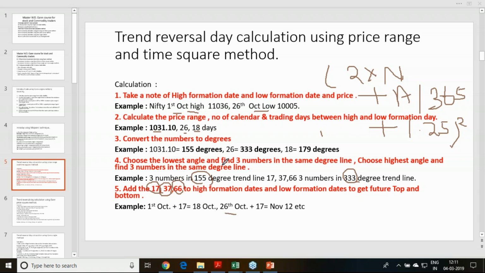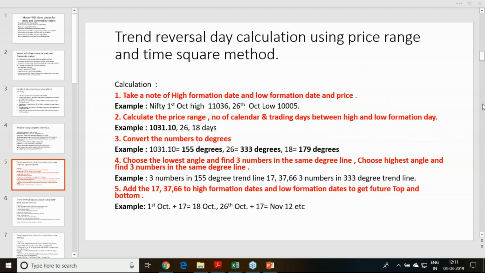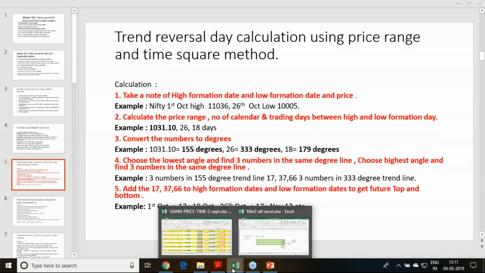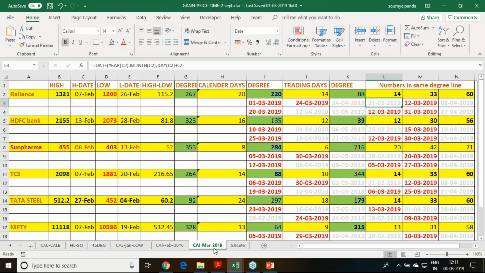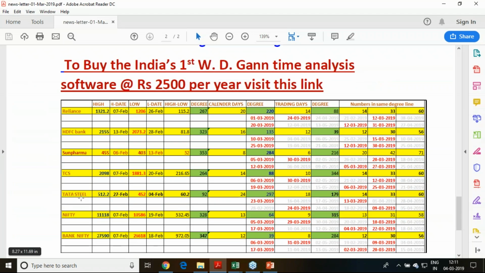In the same way, from 26th October we add or move ahead by 17 days. All those days which fall in November are the trend reversal dates for the Nifty. In the same way, using the same formula, I have derived the trend reversal dates for Nifty, Bank Nifty, Tata Steel, TCS, Sun Pharma, HDFC Bank and Reliance Industries.